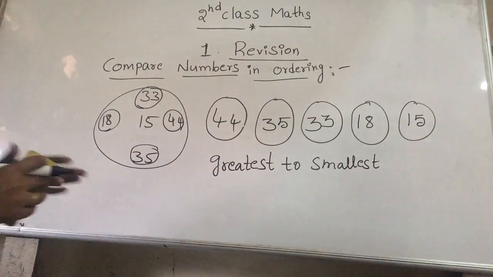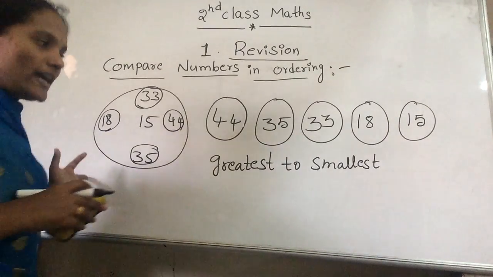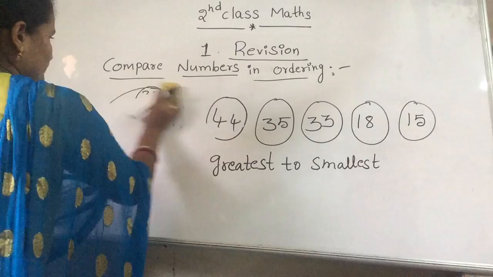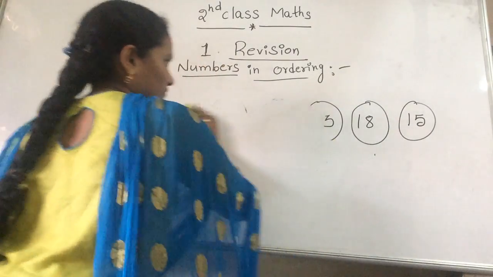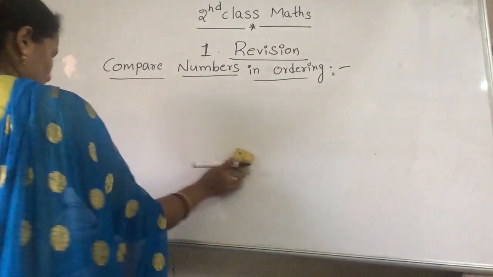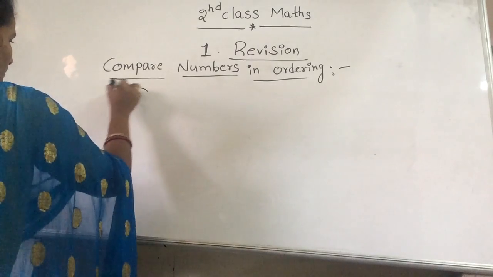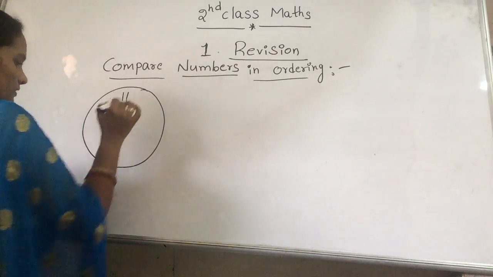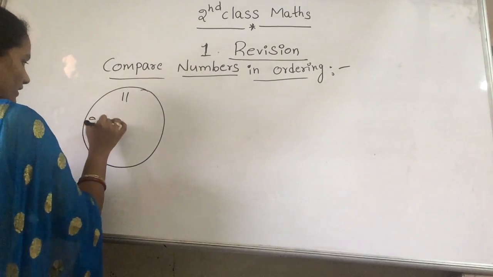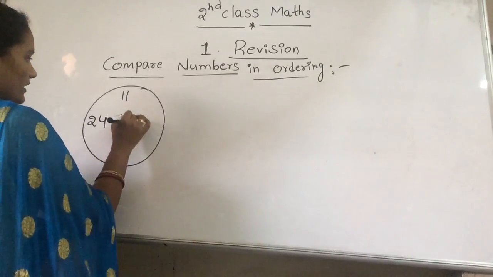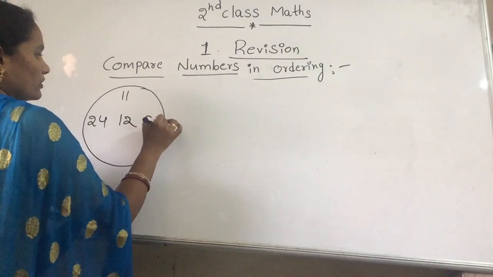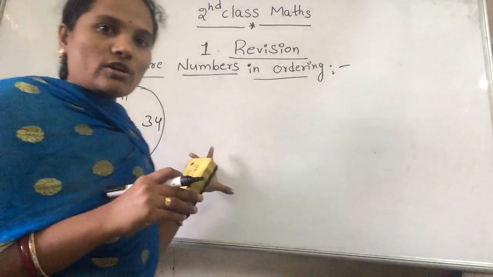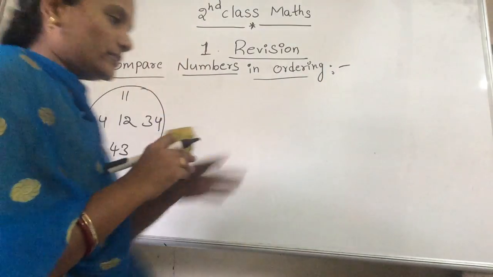Now let's explain the next one. How to write smallest number to greatest number. I get one circle. In these circles, numbers are there, that are 11, 24, 12, 34 and 43. This begins with the smallest number to the biggest number.